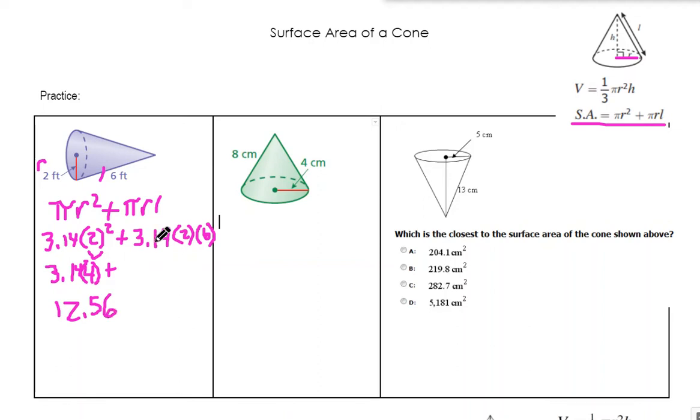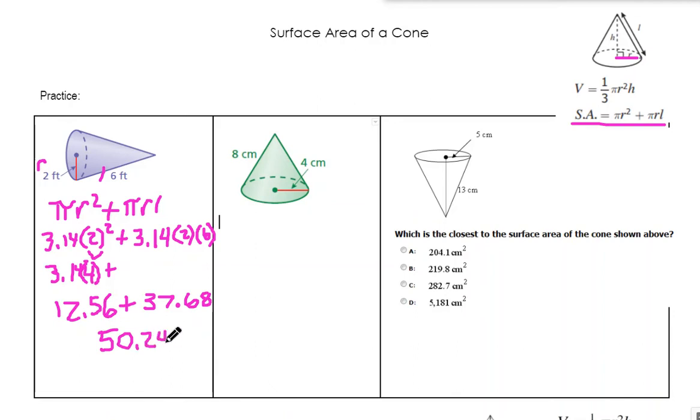And then all this stuff over here is being multiplied, so before I add, I have to multiply all of it. So I have to do 3.14 times 2, which is the radius, times 6, which is our slant height. And that gives me 37.68. All right, now after I multiplied, I can add these two together. When I add these two together, I get 50.24.